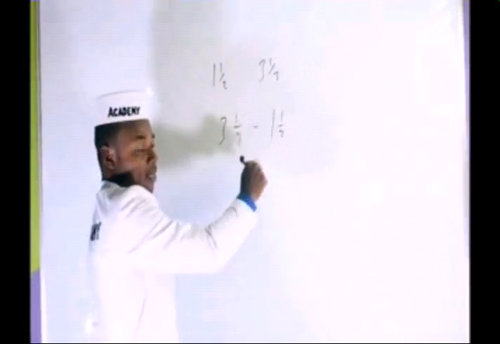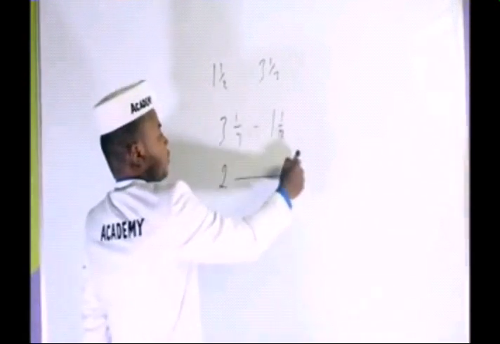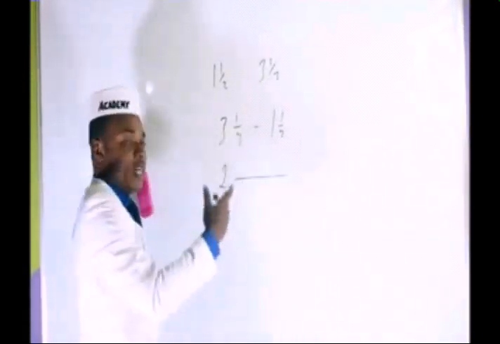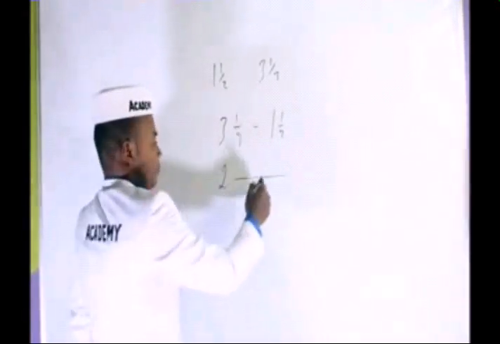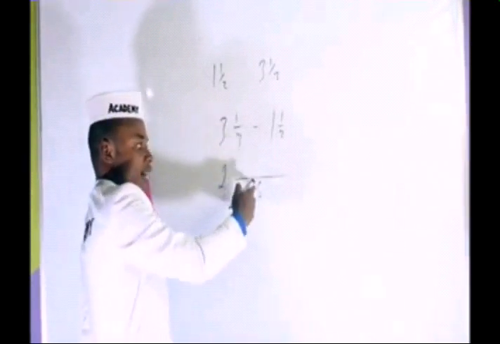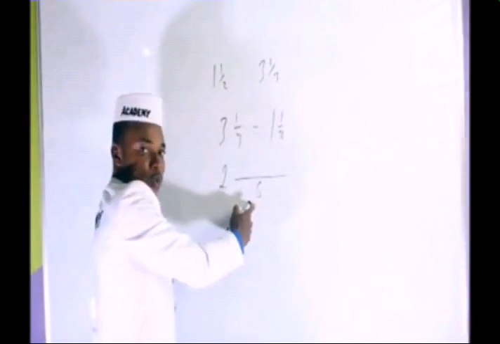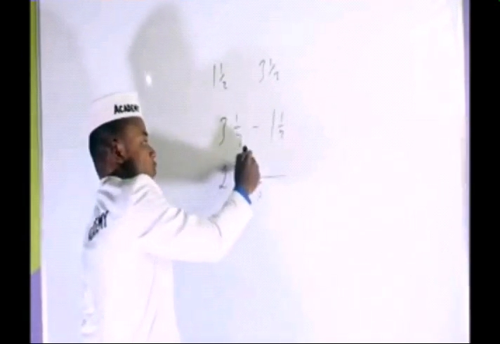3, the whole numbers, 3 minus 1 gives us 2. Next is to look for the LCM of the denominators. When you look for the LCM of the denominators, 3 and 2, you get 6. Now, the next, 3 divides 6 is 2. Use that 2 to multiply the numerator. 2 times 1 is 2. Write it down.